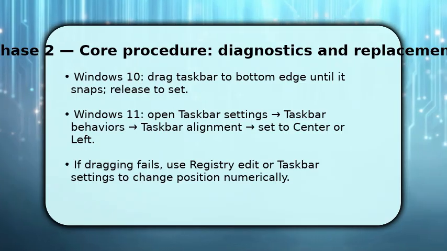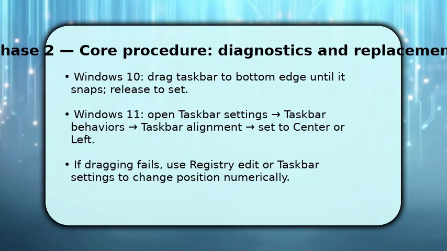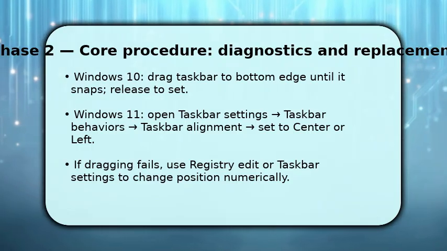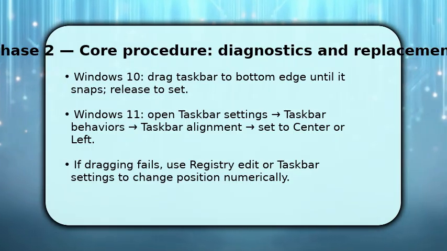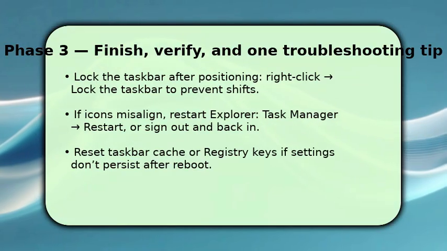If dragging fails or the option is missing, you will use a registry tweak or a small utility. Proceed carefully and back up the registry first. Finish by locking the taskbar so it stays put. Right-click and enable Lock the taskbar.